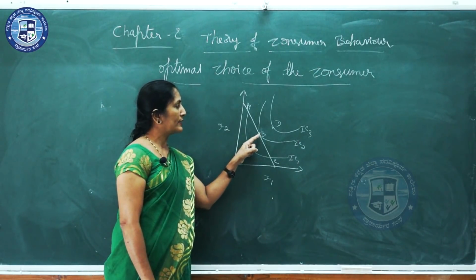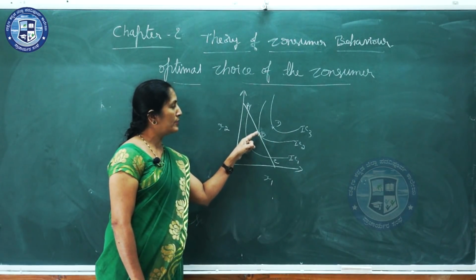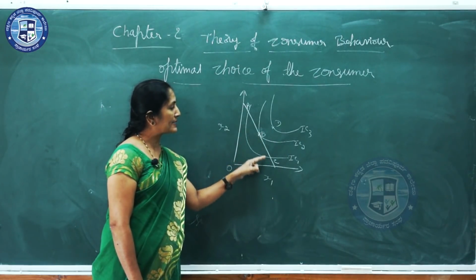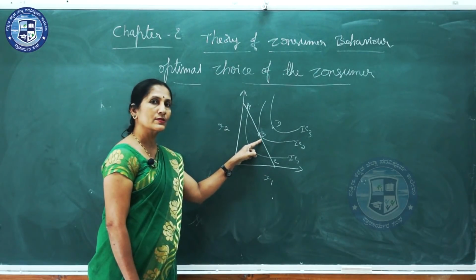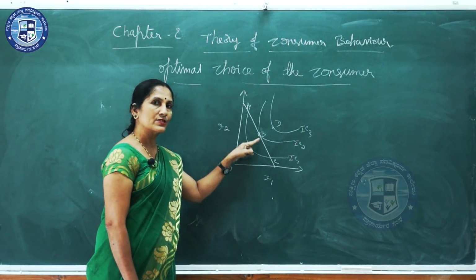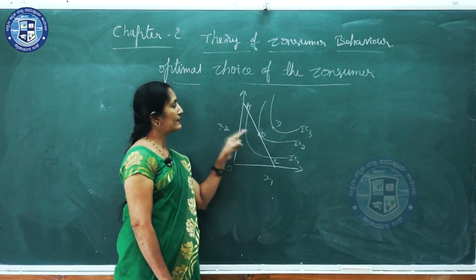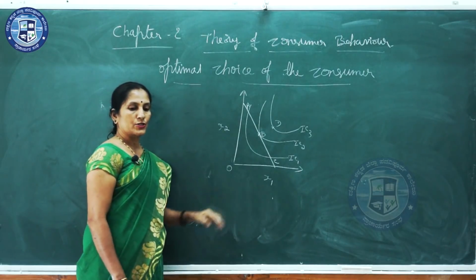At point B, the combination on indifference curve 2 is tangent to the price line, or the budget line. So this point gives the optimal choice of the consumer, which also gives greater satisfaction to the consumer. In this way we can explain the optimal choice of the consumer.